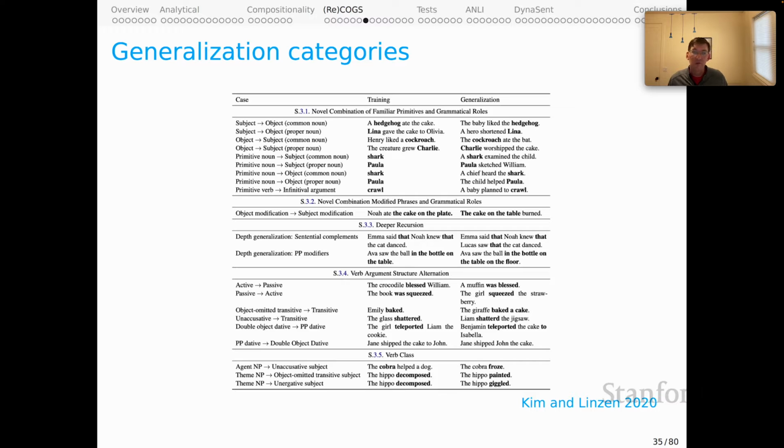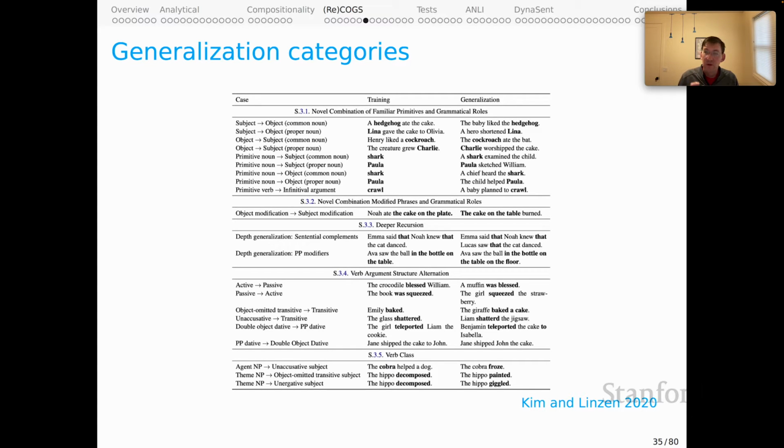This is a table from the paper that enumerates all of the generalization splits, at least in some fashion. They're broken up into different categories. We've talked a bit about these before, but let me just highlight a few. For this first block here, we're talking about putting familiar phrases into new positions. For example, subject to object for common noun means that in training, we see examples like a hedgehog ate the cake, where hedgehog is a grammatical subject. And in the generalization split in this category, we first encounter hedgehog in a position that is not the subject, and the others are similar.